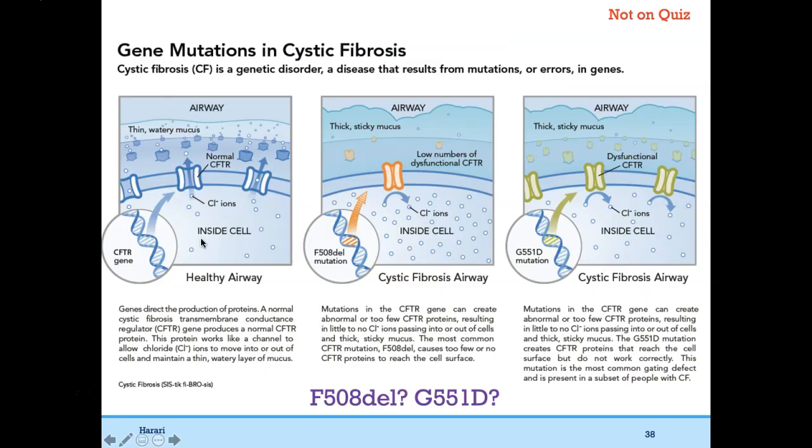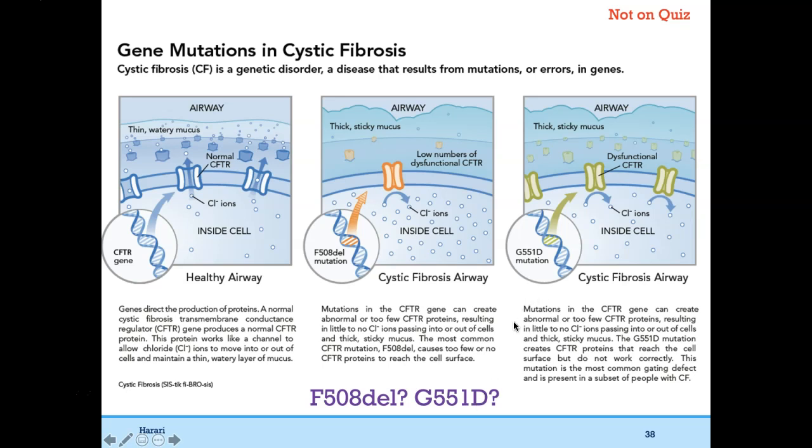So you can take a look and pause here. I wanted to just point out specific mutations. So what does this mean? What do you think F508del means? What do you think G551D means? These are different mutations in the cystic fibrosis protein, in the CFTR protein. Right, so what is G551D? What can that possibly mean?